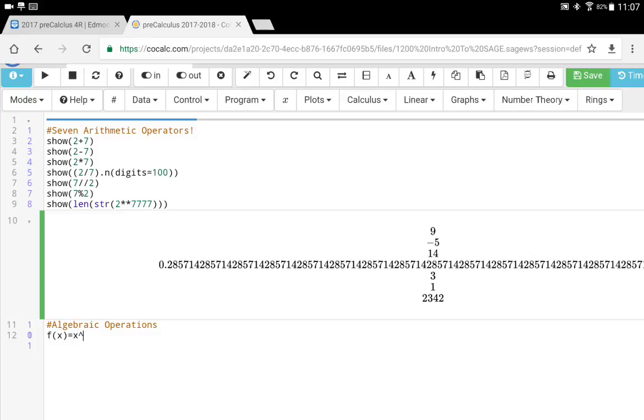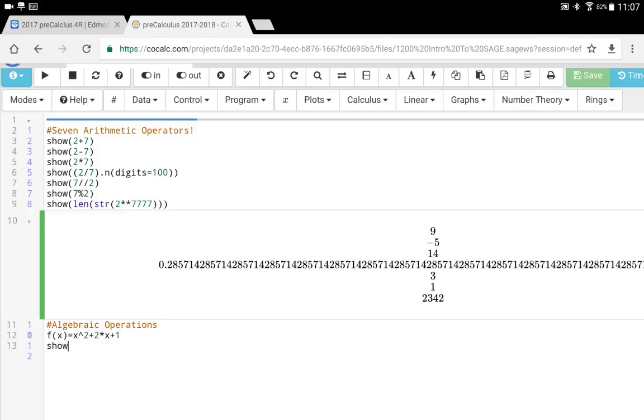They added the caret symbol because a lot of people come to Sage from graphing calculators using TI Basic, which uses the caret instead, so they threw that in. It's not really Pythonic, but that's okay. Plus 2x plus 1. Be careful, the multiplication is not implicit. You cannot say just 2x. You have to say 2 times x if you mean multiplication. Plus 1. Let's say that's f of x.